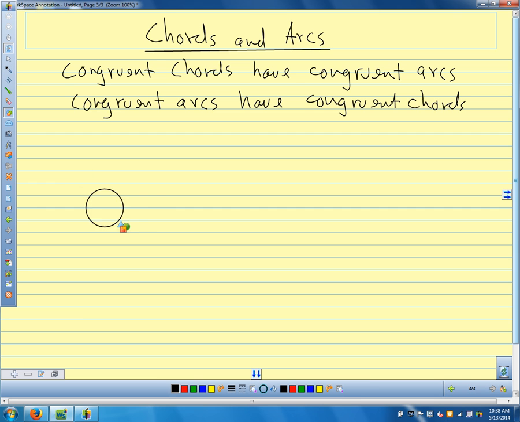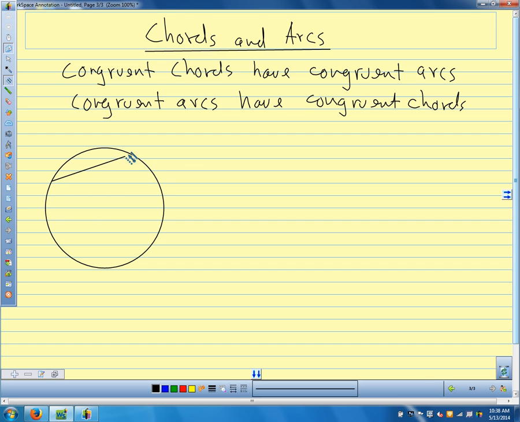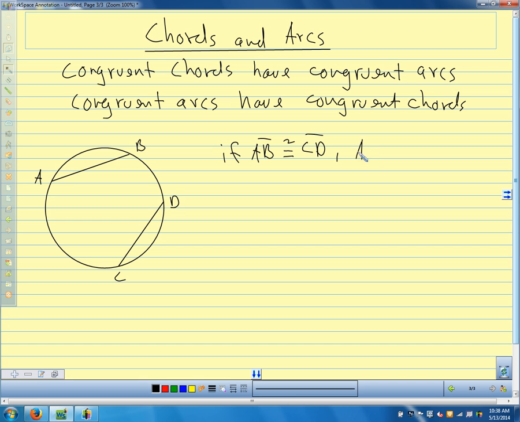And in our picture, we're just going to draw our chords in. So here are our chords on this circle. And we're going to say that if our chords are congruent, if chord AB is congruent to chord CD, then our arcs are congruent. Then arc AB is congruent to arc CD. And we can say it the other way around. If the arcs are congruent, then the chords are congruent.